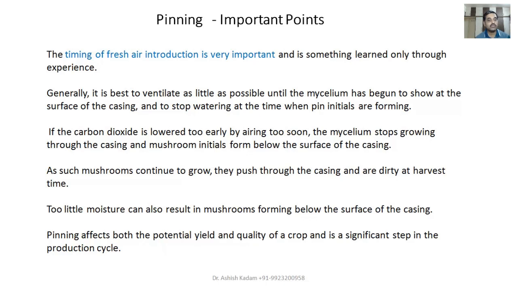So as such, mushrooms continue to grow. They push through the casing and are dirty at harvest time. If you are growing below the casing, what will happen? They will be dirty. It will be very difficult to remove and harvest the button mushrooms from the casing if they are growing below it, and they will be dirty, they will be black, and then you will not get the right price for them. People will not buy it.